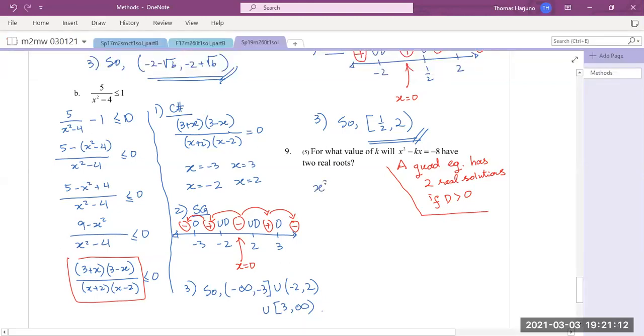Going back to this question, if I set one side equal to 0, this is what I get. It has two real solutions when the discriminant is greater than 0. But what is the discriminant here? That's b squared minus 4ac. So k squared minus 32 is greater than 0. Now, how do you solve for k there?